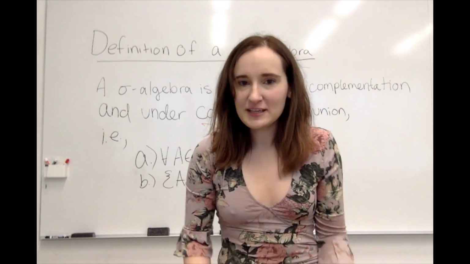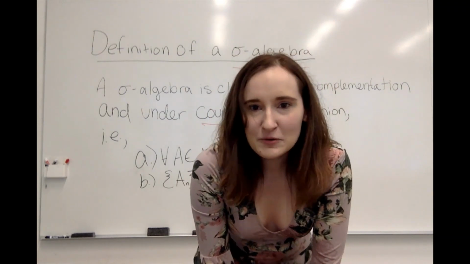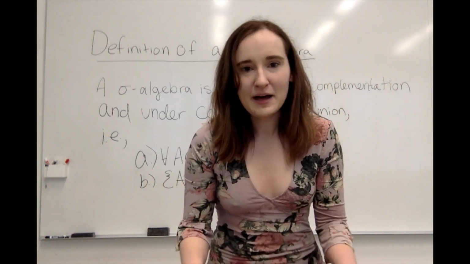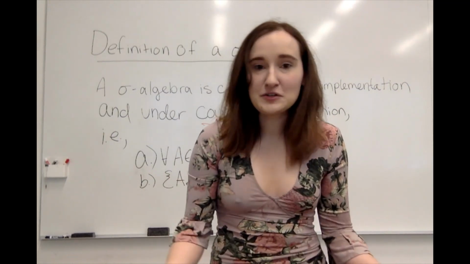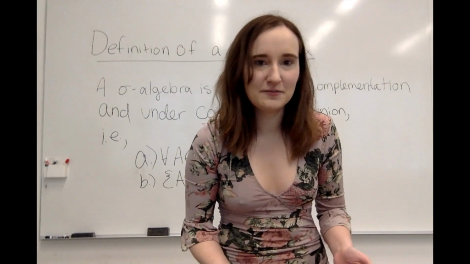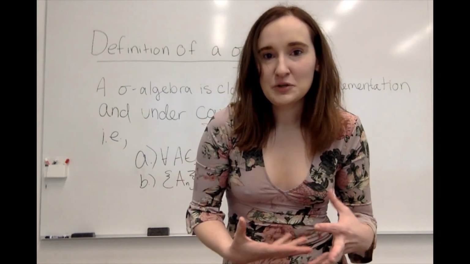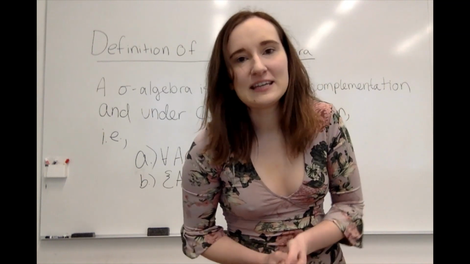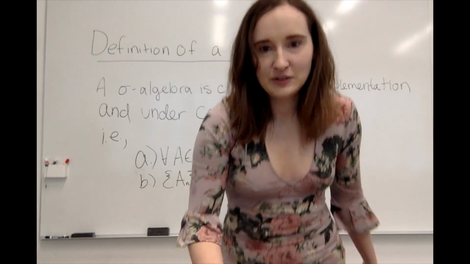So the definition of a sigma-algebra of sets is really similar to the definition of an algebra of sets. The only real difference here is that a sigma-algebra is closed not only under complementation, just like an algebra, but it's also closed under countably-infinite union. So for an algebra of sets, it's closed under finite union. For a sigma-algebra, it's closed under countably-infinite unions.